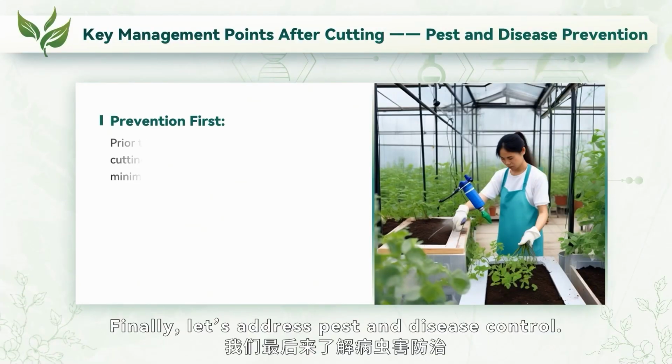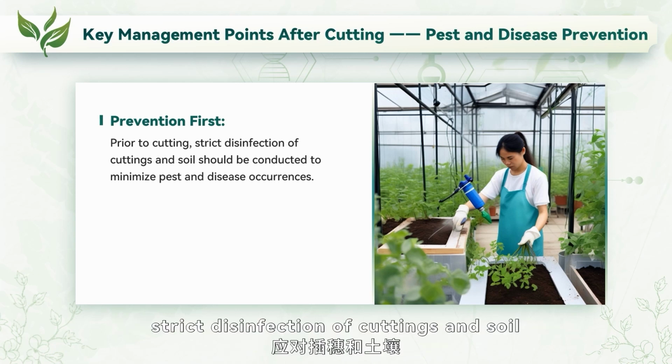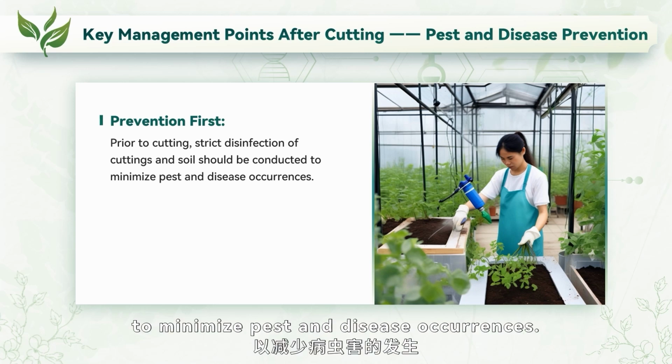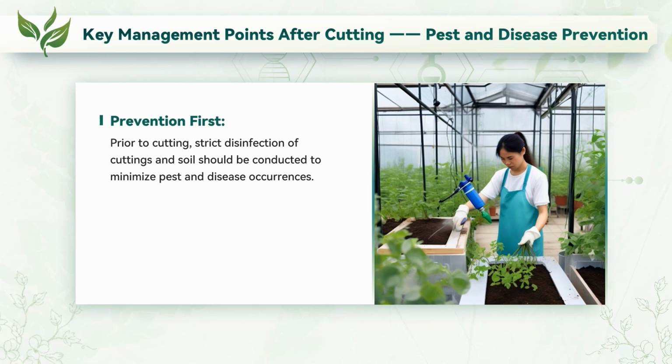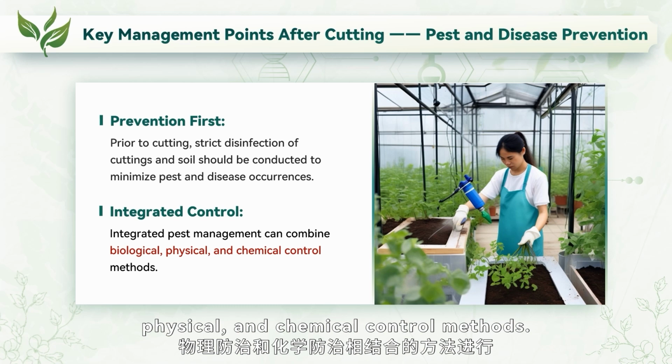Finally, let's address pest and disease control. Prior to cutting, strict disinfection of cuttings and soil should be conducted to minimize pest and disease occurrences. Integrated control can combine biological, physical, and chemical control methods.